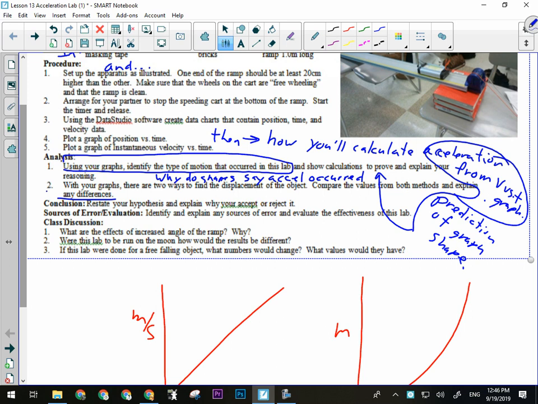Conclusion, same as always. Restate your hypothesis, and explain using your data and analysis why it's accepted or rejected. So basically, did you see accelerated motion? How did you know? Talk about your graphs. Things like that. Sources of error: identify two, and give me ways to fix them. You don't have to do the class discussion. We'll talk about that when I hand back the lab and go over it with you.